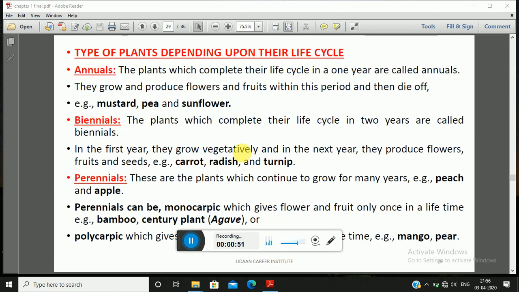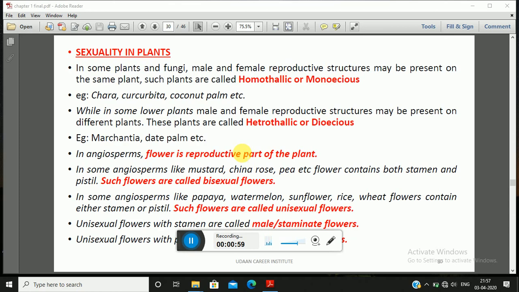We have also covered types of plants depending upon their life cycle, that is annuals, biennials and perennial plants. Today we'll move forward towards another topic, that is sexuality in plants. In some plants and fungi, male and female reproductive structures are present on the same plant. Such plants are known as homothallic or monoecious. Example: Chara, Cucurbita, coconut palm.